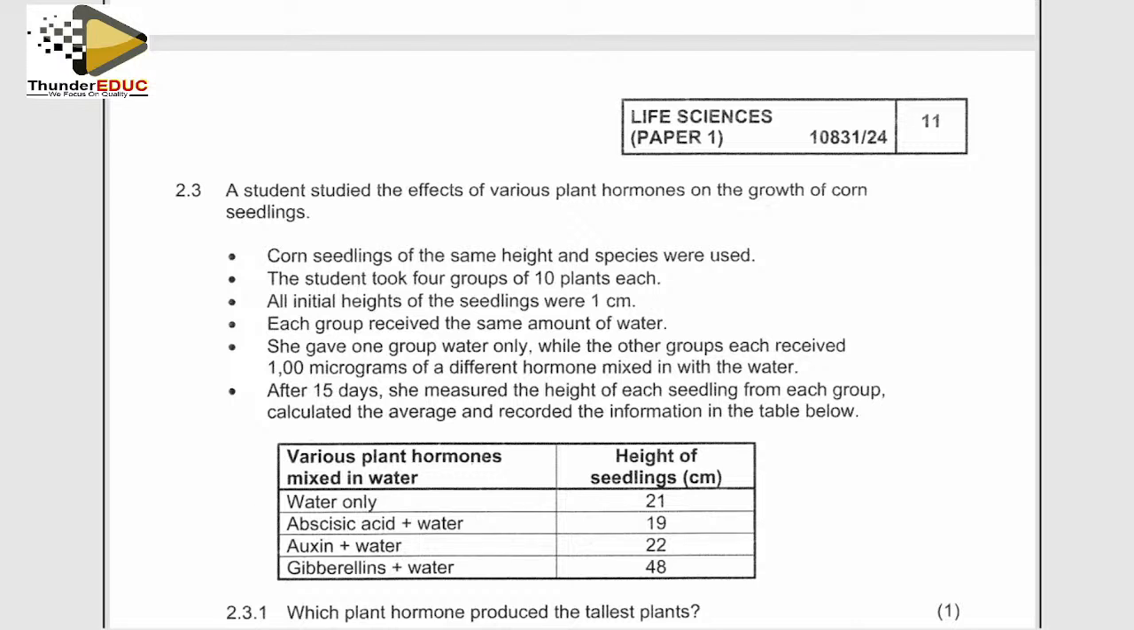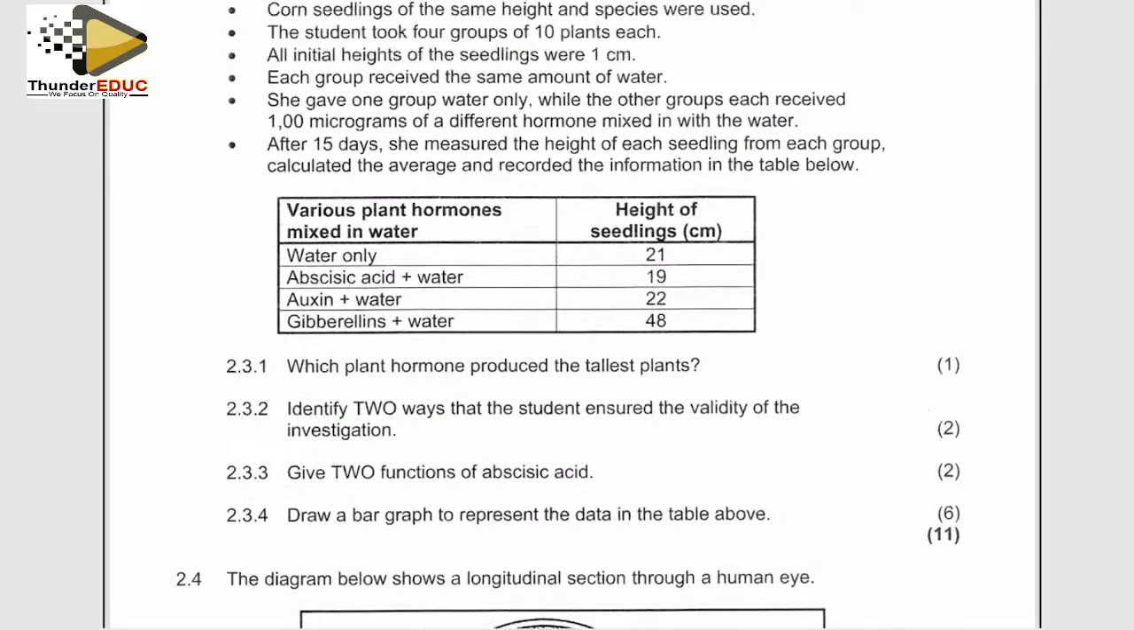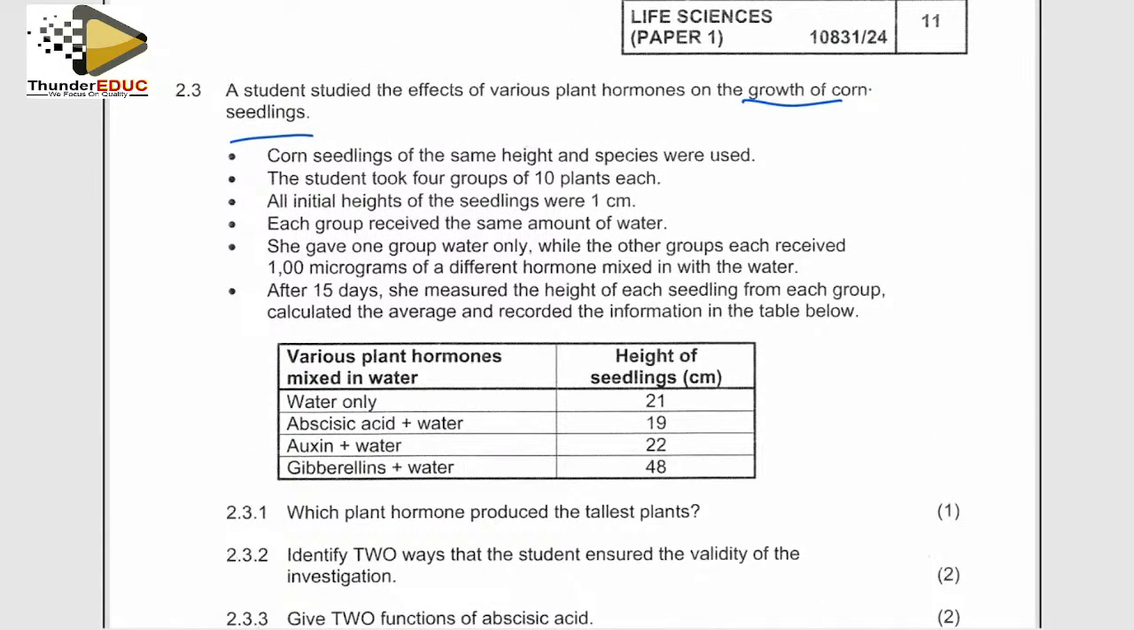Then we go to question 2.3. They're saying that students studied the effect of various plant hormones on the growth of corn. I say that this one is going to come as a result in the investigative question. Using 4 groups, the initial height of the seedlings is 1 centimeter. Each group received the same amount of water. This is very important, that could be the validity. The number in each group is 10, the same number.